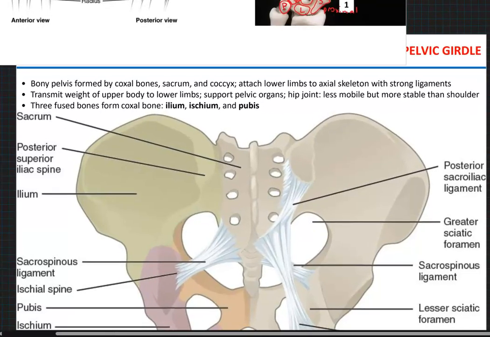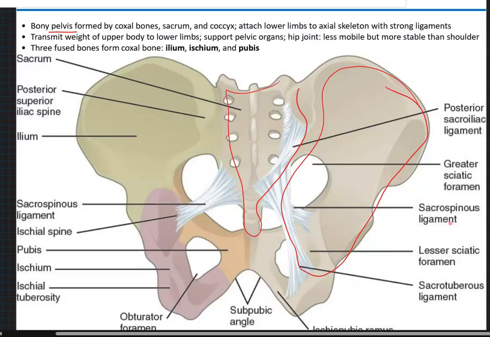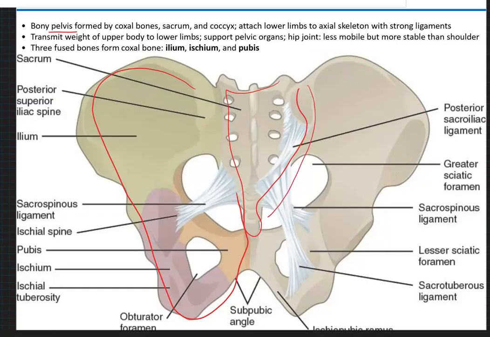So the pelvic girdle, or the pelvis, is formed by sacrum and coccyx, coxal bones, and its function is to attach the lower limbs to the axial skeleton. It also transmits the upper body weight to the lower limbs, supports pelvic organs, supports fetus during the development, and forms the hip joint.